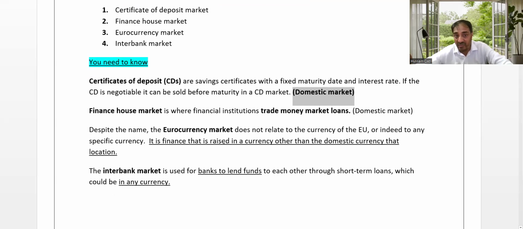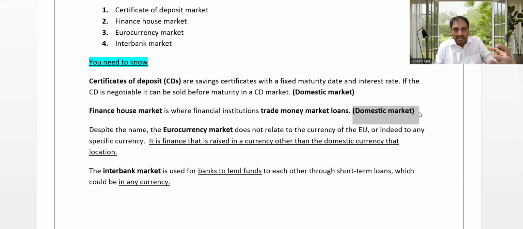Finance house market is where financial institutions trade money market loans. Finance house markets means financial institutions. They are the institutions which provide the opportunity to trade the loans. But these are available for domestic markets. And in finance house markets, a bank cannot directly borrow the money. They are the institutions which provide the platforms to issue their bonds or purchase the bonds. That's the trading markets.